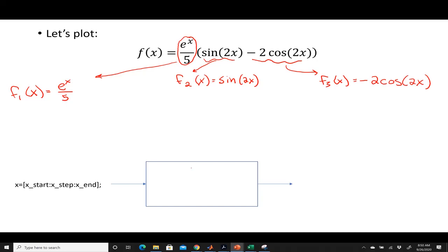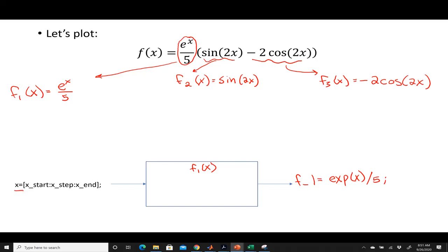So essentially what I would do is I'd say, well, first thing I got to do is evaluate f1 of x at all the points in my x vector. When I do that, let's say I created a vector f underscore 1 in MATLAB that was equal to, in this case, exp of x over 5. That would be how I would create this. If x, the input, is a row vector, then f1 will also be a row vector.